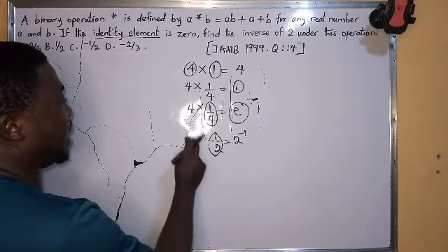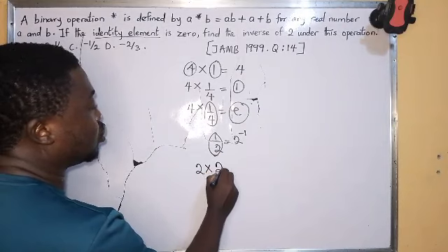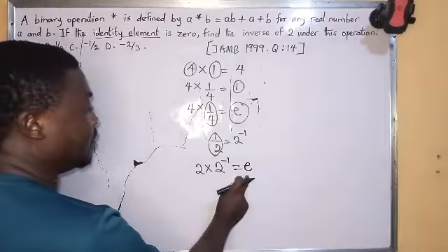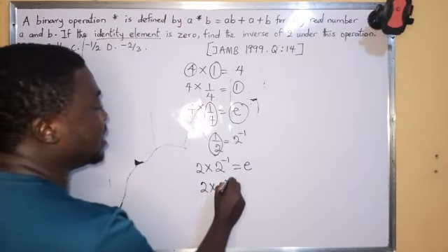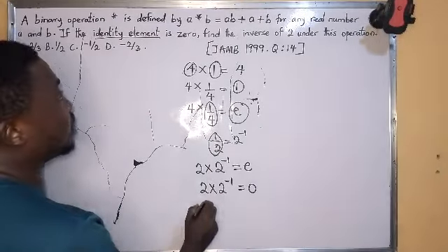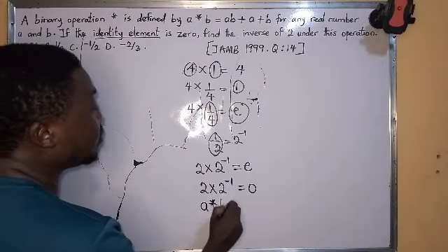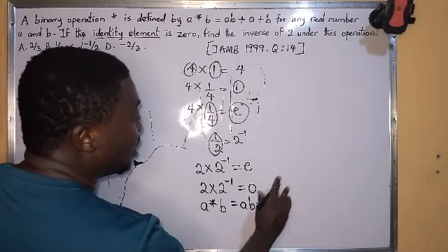So we multiply the inverse of 2 by 2. 2 multiplied by the inverse of 2, which is 2 raised to power minus 1, will be equal to our identity element, which we were already given as 0. And we were also told from the question that A operation B is equal to AB plus A plus B.